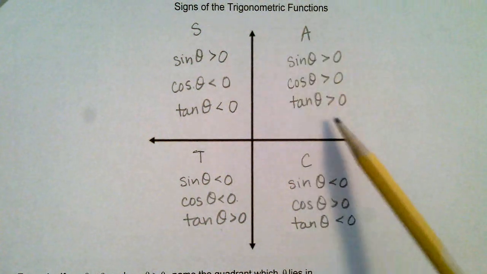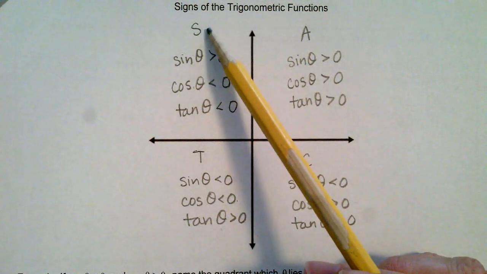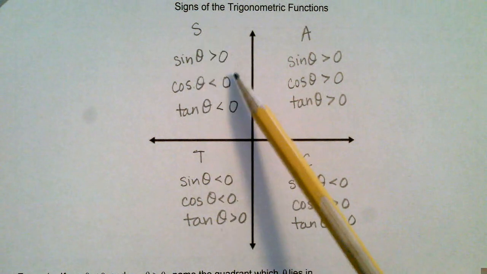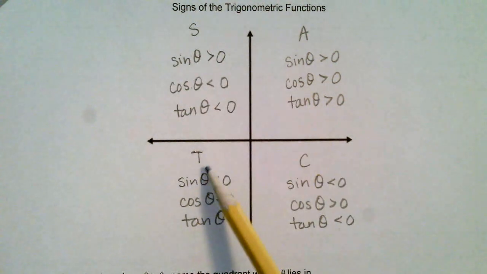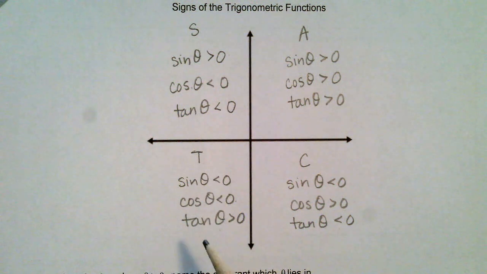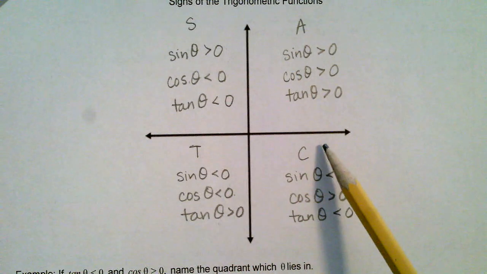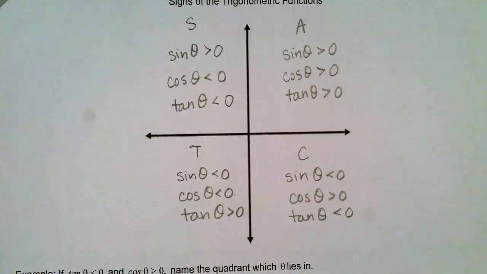All means that all of our trig functions are positive. Students, S stands for sine, so in the second quadrant, only the sine is positive. In Take, T stands for tangent, so in the third quadrant, only the tangent is positive. And in Calculus, the C stands for cosine, so in the fourth quadrant, only the cosine is positive.